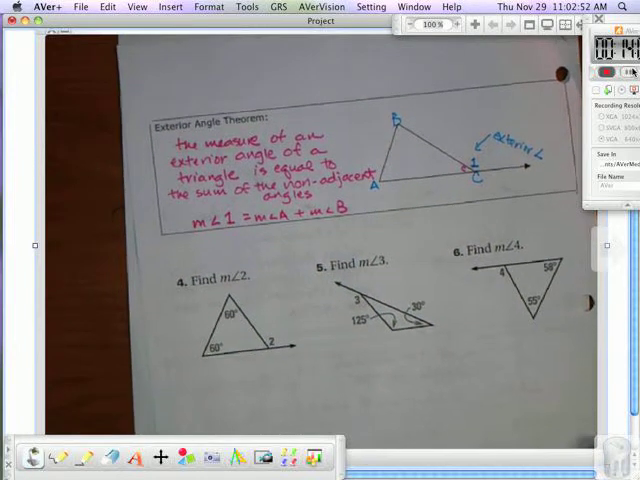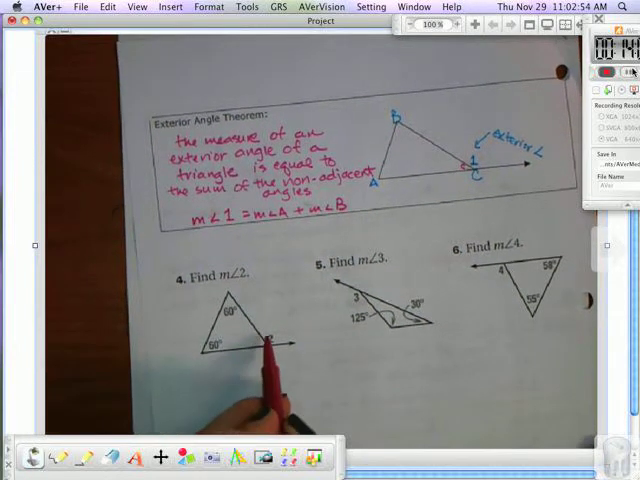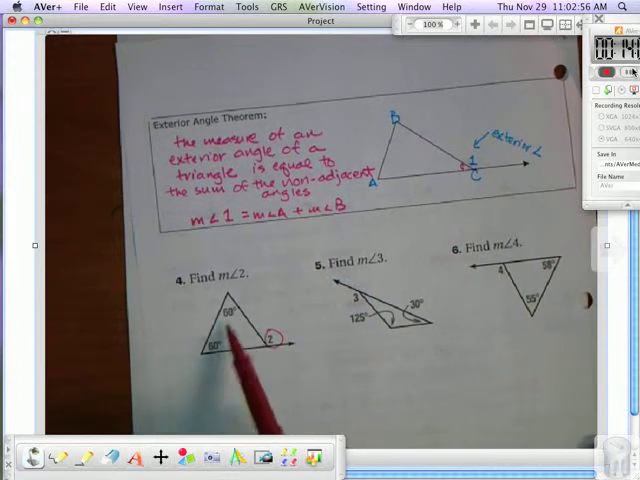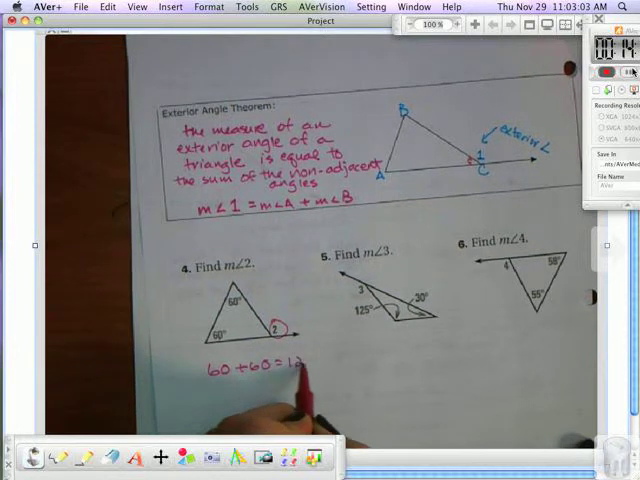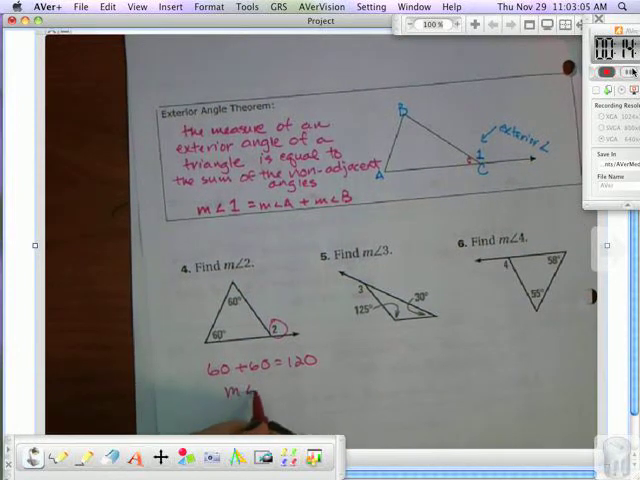So let's practice that a little bit. We need to know this angle measure. We just learned that these two angles would add up to equal the measure of angle 2. 60 plus 60 is equal to 120. So the measure of angle 2 is 120.